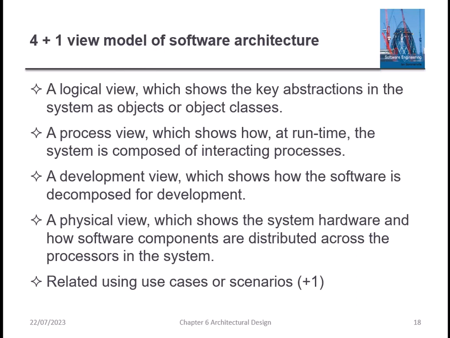A logical view shows the key abstractions in the system as objects or object classes. A process view shows how at runtime the system is composed of interacting processes. As you know, when a process is under execution, it is normally composed of different interacting processes, or we can say different interacting processes combined as one process.